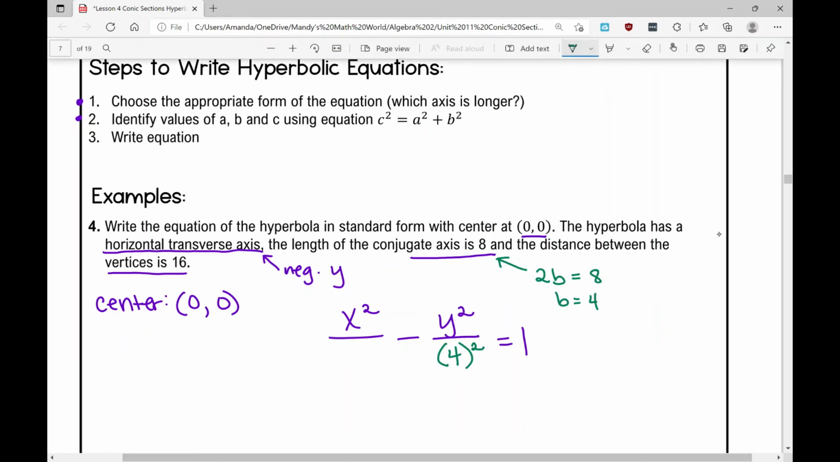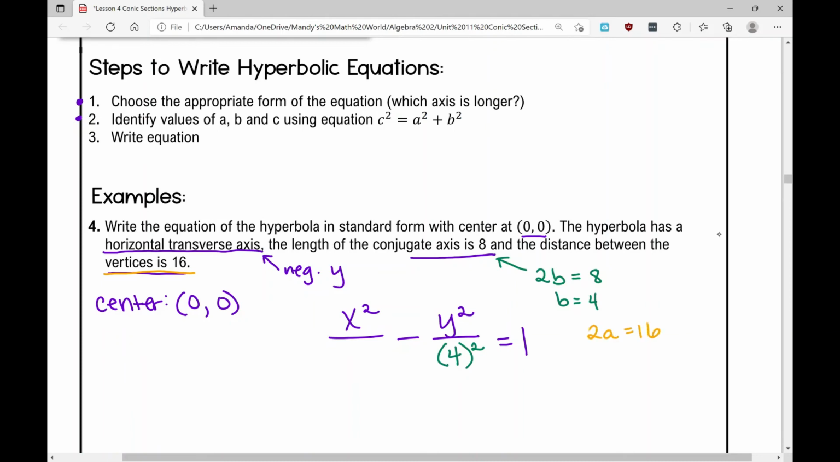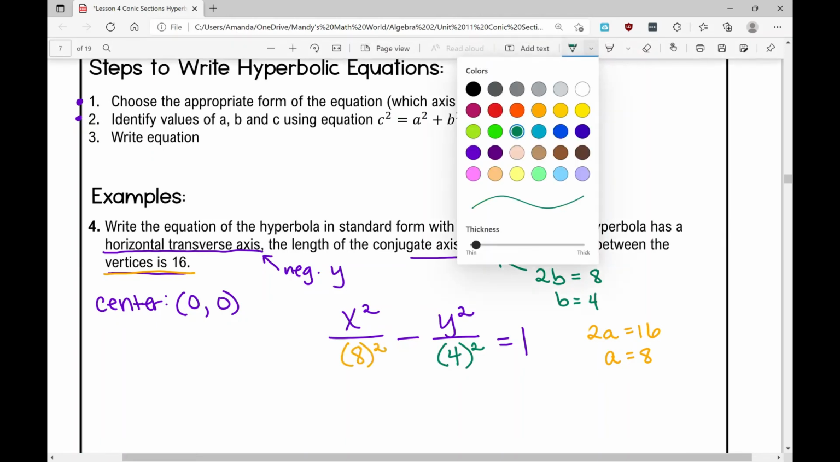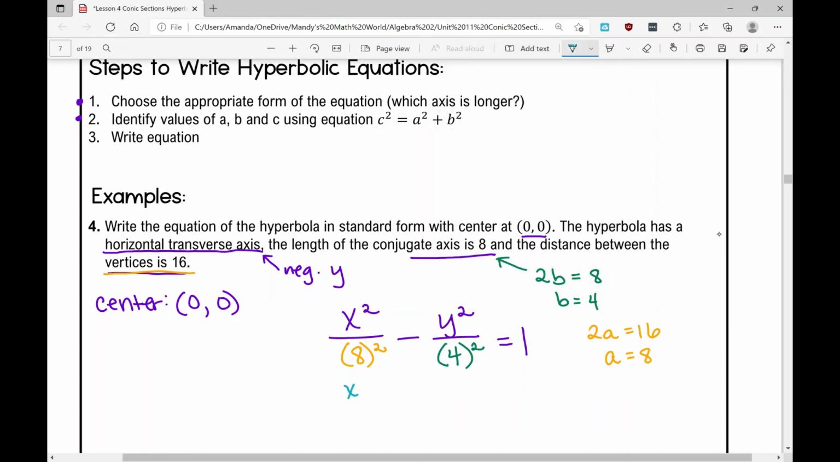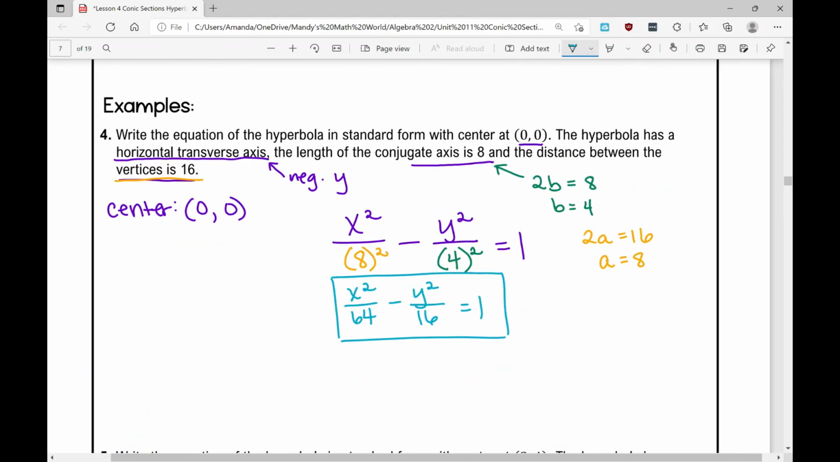So let's move on to a. The distance between the vertices is 16. Okay, well that's the length of the transverse axis. So 2a equals 16, which means the value of a is 8. A is always under the positive fraction, which means 8 squared is here. So if I'm going to write this equation, it's going to look like this: x squared over 64 minus y squared over 16 equals 1. That's how you write that equation. Let's move on to number 5.